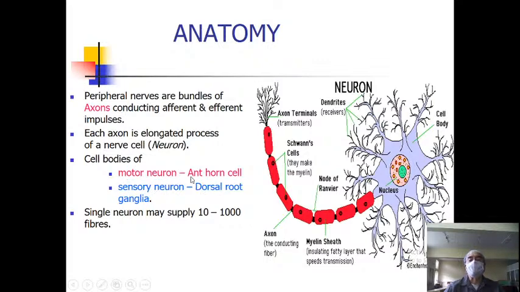Motor neuron is the one which gets orders from the center, that is the brain. From there it gets the orders down, and the muscles or the organs, they obey the order. And sensory neurons are the neurons which transmit from the periphery to the center. Okay, so motor and sensory. And a single neuron may supply around 10 to 1000 fibers. So this nerve function is very, very important in the body.